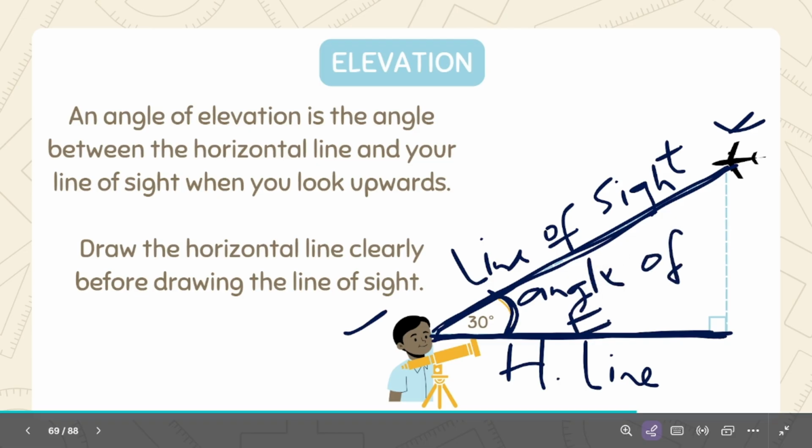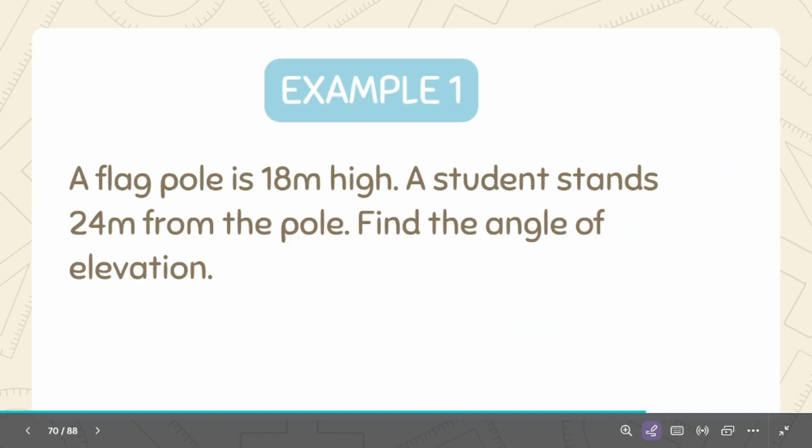The angle of elevation. Then the distance of the object is looking, in this case, the aircraft. The distance from the aircraft down to this horizontal line is a perpendicular line where we have our 90 degrees. So let's proceed into example. But before then, take note, you always have to draw your horizontal line clearly before drawing your line of sight. So you always have to start with this horizontal line before you continue with your line of sight.